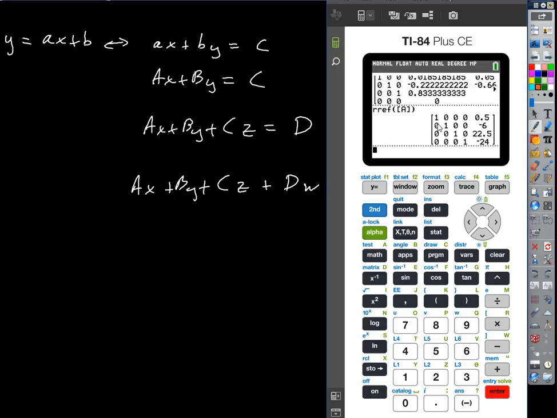So look what this told us here. This is in echelon form. So this column corresponds to the coefficient of A, coefficient of B, coefficient of C, coefficient of D. And then this is the constant, right? So what does this first line tell us? 1 times A equals 0.5. 1 times B equals -6. 1 times C equals 22.5. And 1 times D equals -24. Tells us everything we need to know right there.